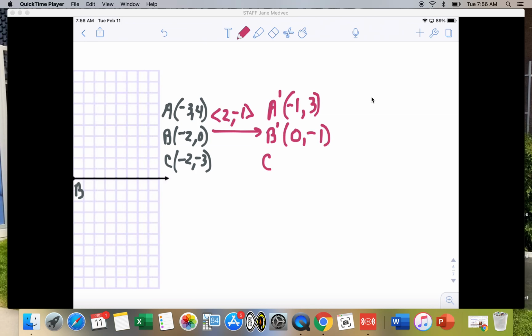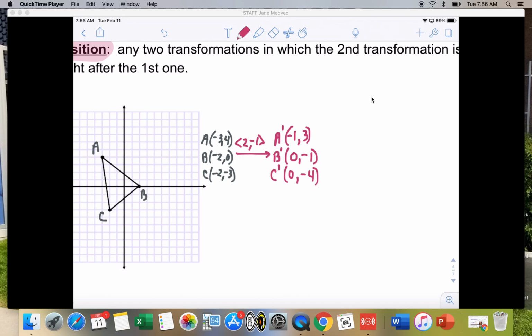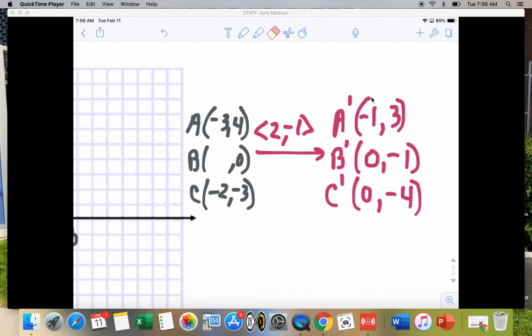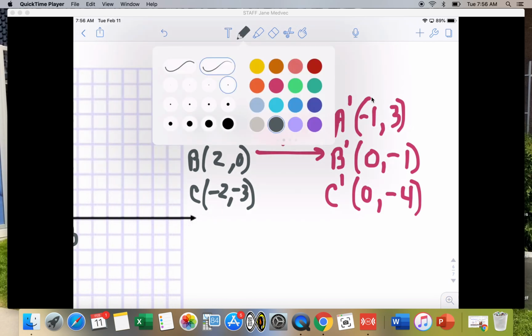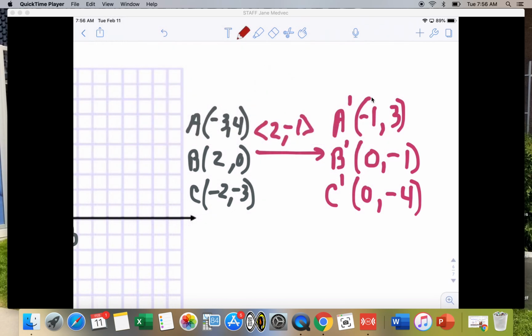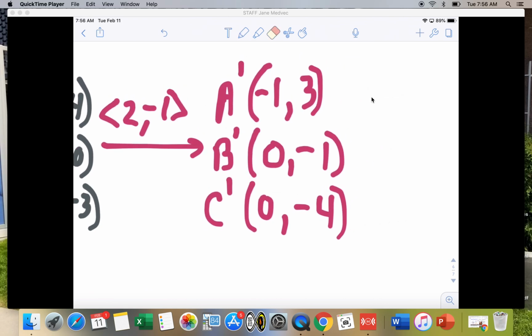And then I'm going to take my C prime, and I'm going to go -2 plus 2 is 0. And then I'm going to take -3, and I'm going to subtract 1, and I get -4. And you're going to notice that it goes pretty quickly when I do it this way. Oh, I'm sorry. I made another mistake. My bad. This number right here, that's a 2. That's not a -2. There we go. And so then when I add my 2, this ends up being 4. Sorry about that.